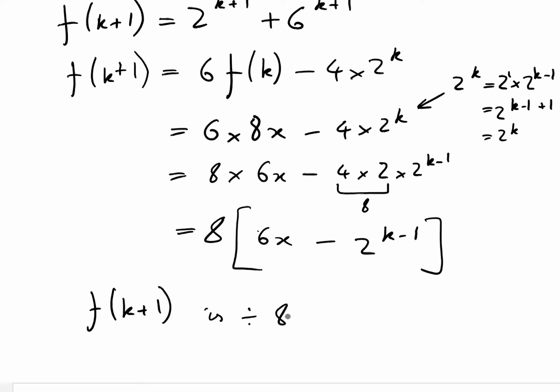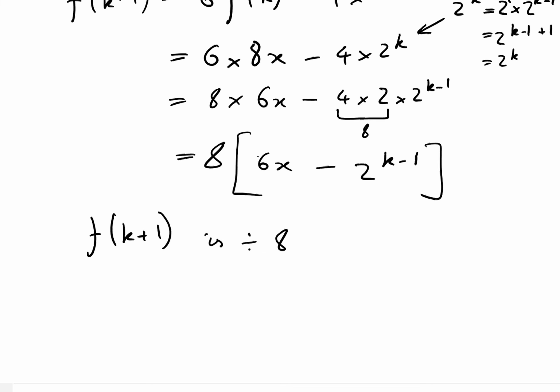Hopefully that makes sense. Okay, I've just manipulated it so that I can have an 8 multiplied by something, because then I know that is divisible by 8. So that's really what you're after with these types of questions. You're after 8 multiplied by something, or whatever number you're dividing by. You're after an 8 out the front multiplied by something. Then you've shown it is definitely divisible by 8. Okay, and then our final step is just our conclusion.